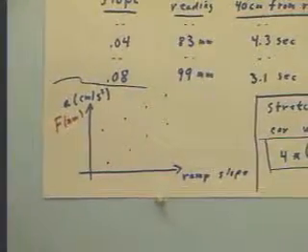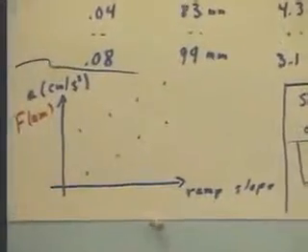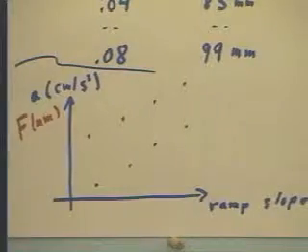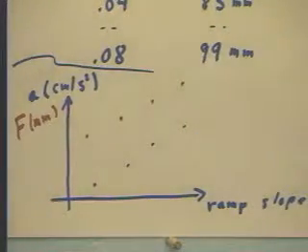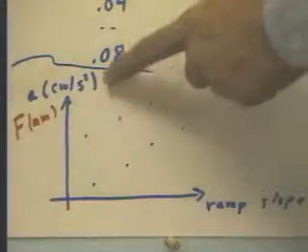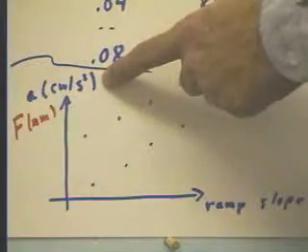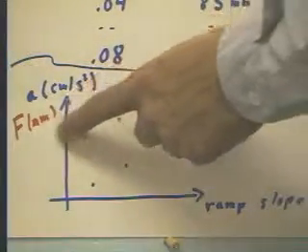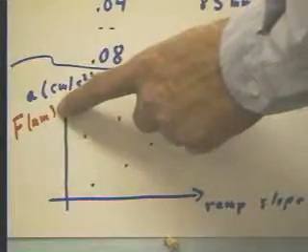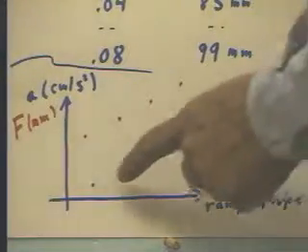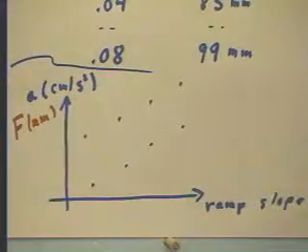we can construct a graph of force and acceleration versus the ramp slope. I've got two quantities on the vertical axis here, acceleration in centimeters per second squared and force as indicated in millimeters on the ruler. And I've of course got ramp slope here.